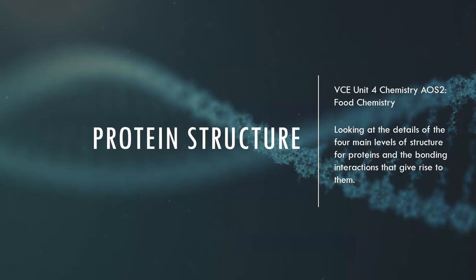Welcome back, and this is our second video on amino acids and proteins. In this video, we're going to concentrate on protein structure. So this is going to concentrate on the types of bonding that give rise to the specific structures of proteins and ultimately their function. With each of these, you need to be able to describe the bonding interactions that are occurring at each level of structure and what this means for the protein overall.